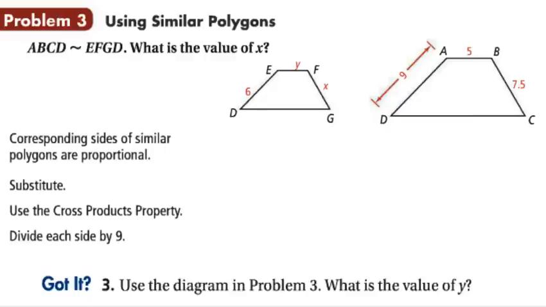Alright, problem number 3 says, using similar polygons. We start out where the statement tells us they are similar polygons. What is the value of x? Well, we can go ahead and write a proportion since we have that the polygons are similar. So we're going to say F is to G as B is to C. Those are corresponding sides. And E is to D as A is to D. So now we can substitute those values. And then using our cross products, we end up with a value of x being 5.